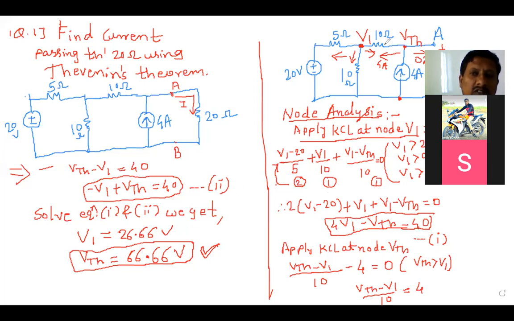So has everyone understood this VTH? Any questions? Is there anyone who has not understood how to find VTH here? The first step is, you have to identify the type of circuit. Then you have to identify the two terminals. After that, you have to make the two terminals open by removing the load resistor. And by opening the two terminals A and B, you have to find the open circuit voltage VTH. Okay. Now we got VTH as 66.66.